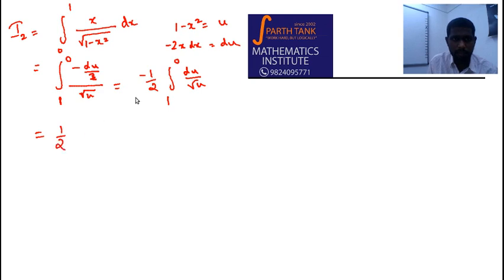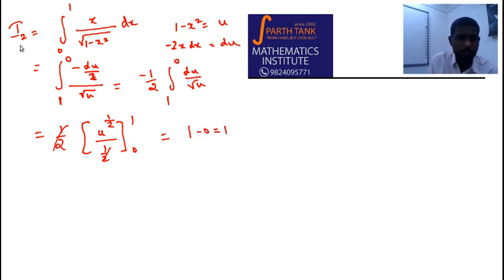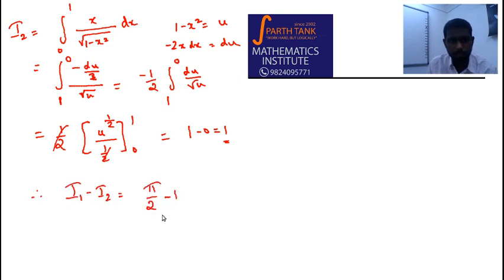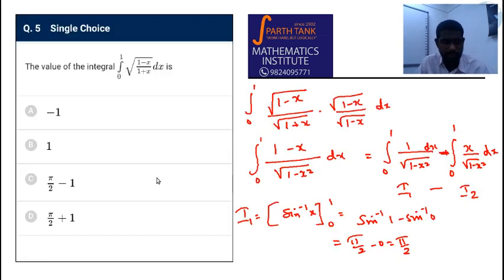Or I can make the limits change and drop the negative sign. So this integral is going to be u to the power minus 1 by 2, so u to the power 1 by 2 upon 1 by 2. This gives me 1 minus 0, which is 1. So my I2 is 1. Therefore, the final value I1 minus I2 is pi by 2 minus 1. Alright. So this is the solution. The answer is pi by 2 minus 1, option C.